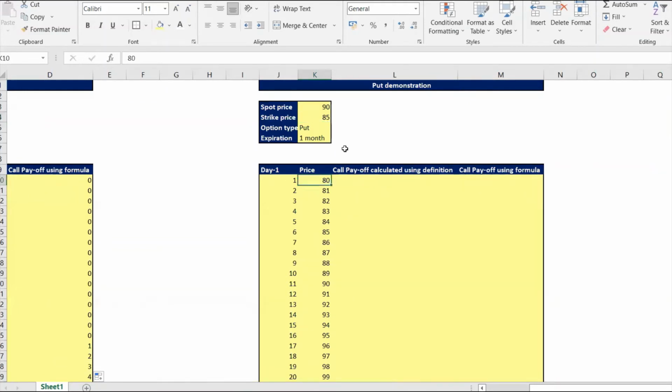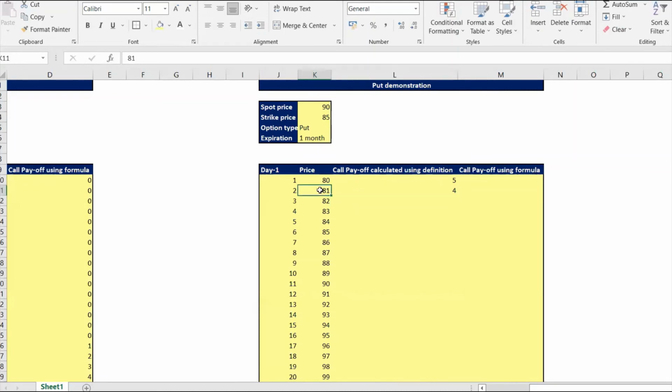So if it goes to 80, the current market price is 80, and you have a right to sell at 85. So you sell at 85 instead of selling at 80. What you can do, you can buy at 80 and sell through the put option at 85, having a profit of 5 units. Like I said, the current market price on day one is 80. So you buy a stock at 80 and you sell in the put option at 85, having a profit of 5. When it goes to 81, you will have a profit of 4 units.